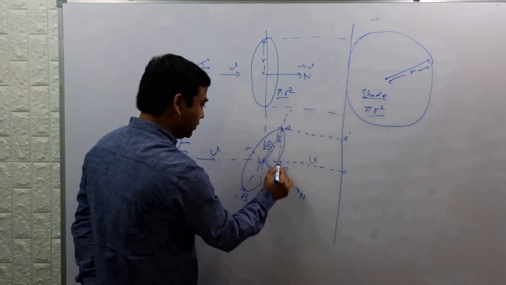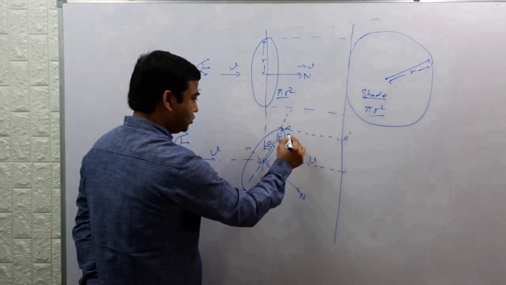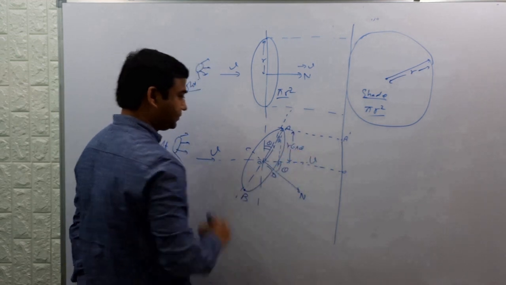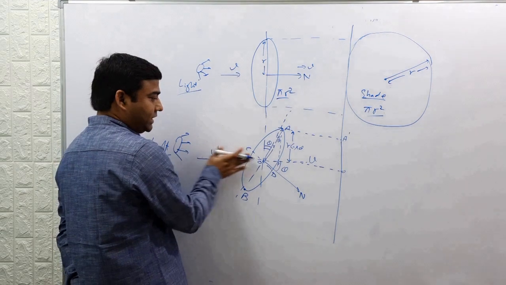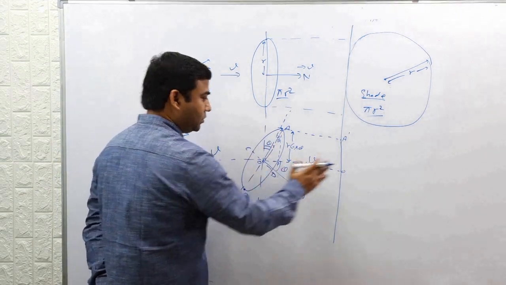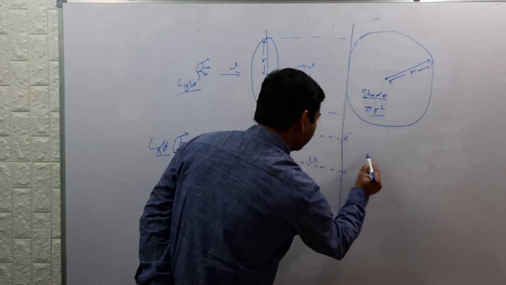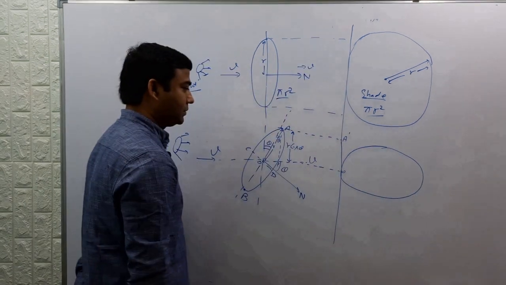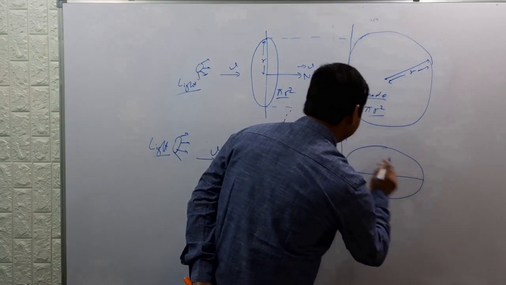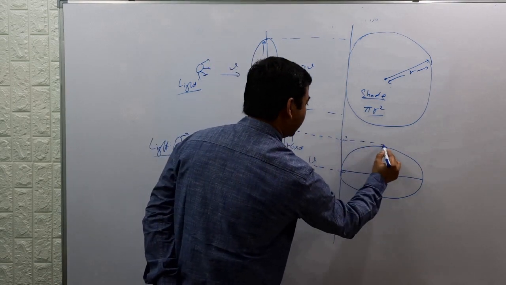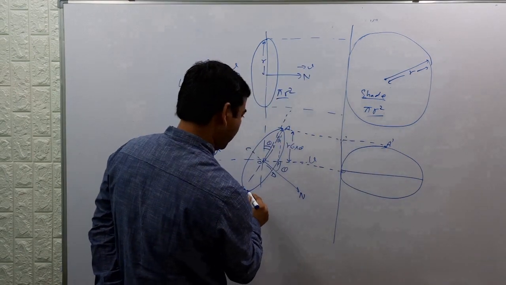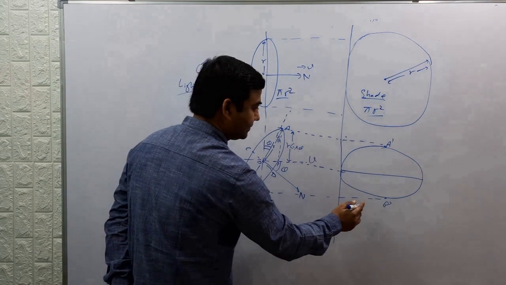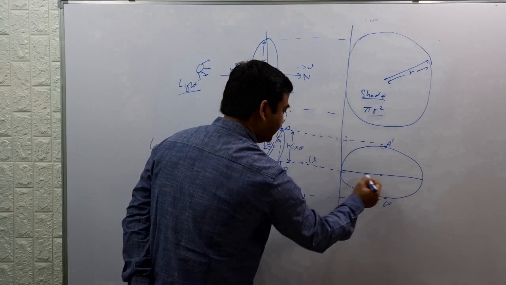Let this be A and this be point P. So AP is r cos theta. So when you see the shade of this circular shape on this film, you will get the shape of an ellipse. You will get an ellipse. So this point A will come here, A dash, and this point B will come here, sorry, B dash. And this is the center.